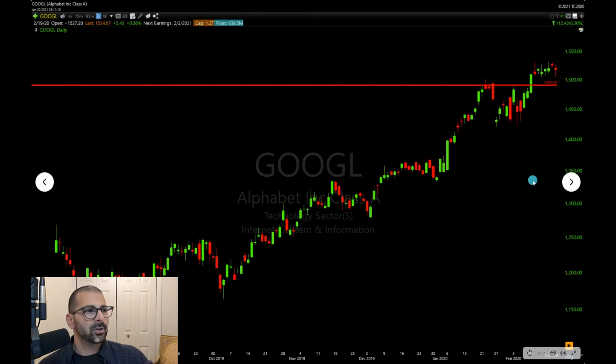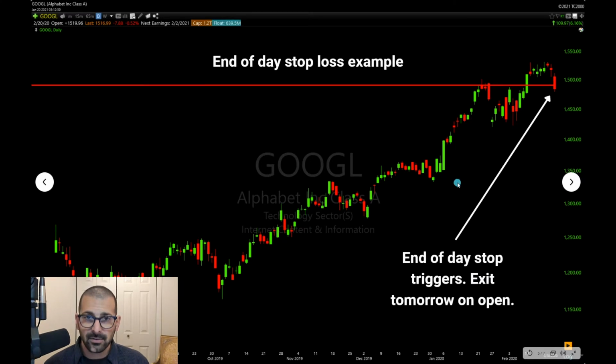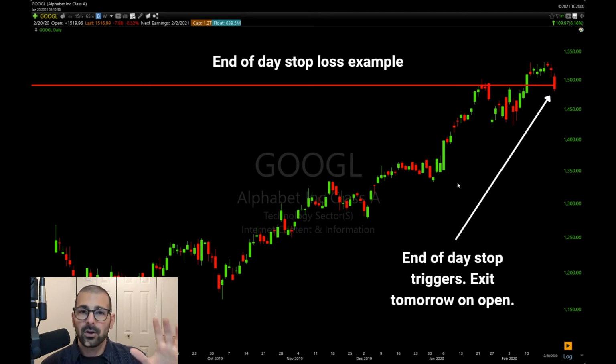Okay, so let's reset this example, and now let's model out what happens on an end of day stop basis. So same thing, we put our stop in place at 1490. The next day, we come back to our trading terminal after the market's closed, and we look at what happened here, and we say, okay, Google closed below 1490. It is time to get out of this trade tomorrow morning, right? Because we waited for the end of the day. The end of the day closed beyond our stop. Let's get out tomorrow morning.